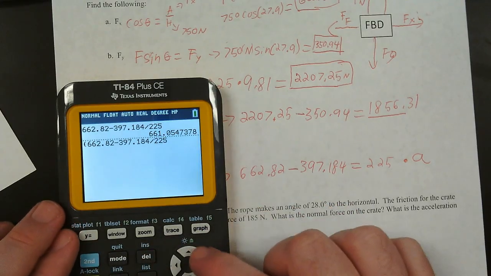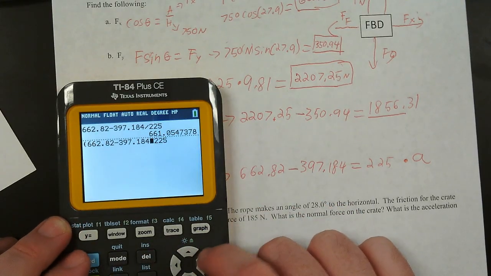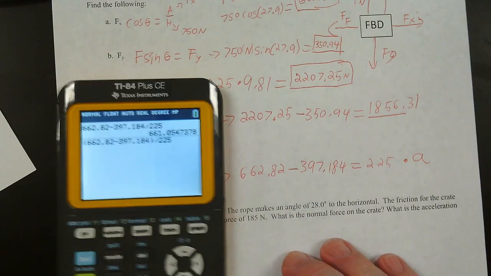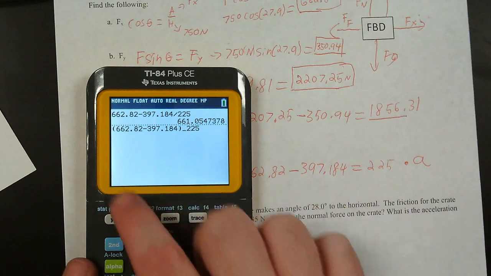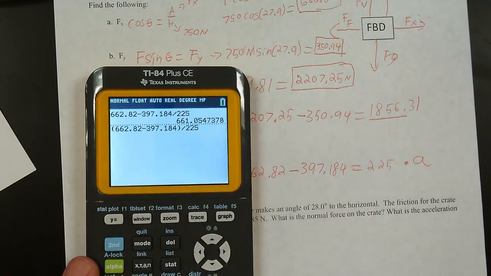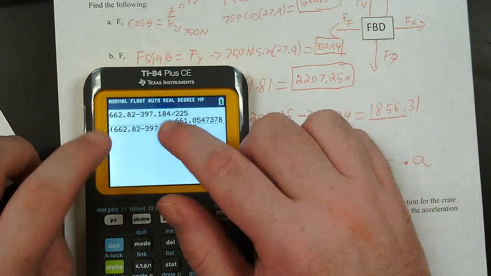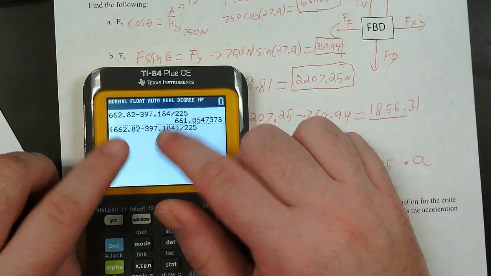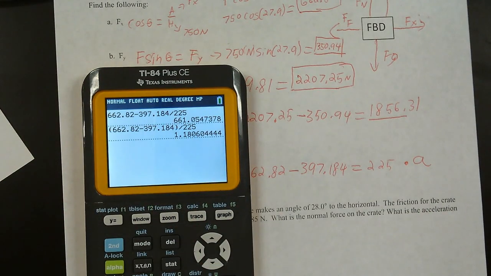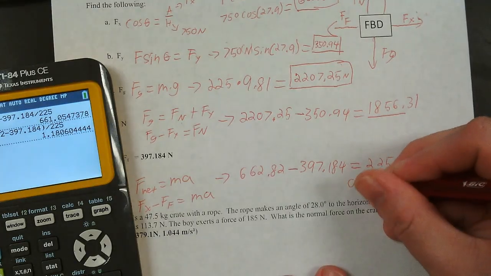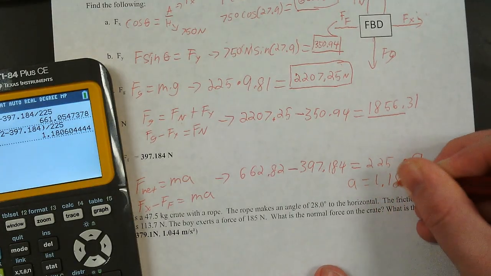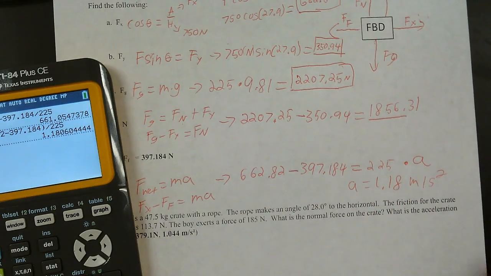So I'm going to put parentheses around the top half. Originally in my formula, I have these being subtracted from each other. That subtraction needs to be put in parentheses so the calculator knows, oh hey, these numbers go together. If I do that, I get a much more reasonable answer. About 1.18 meters per second squared. That's exactly what we were looking for. Acceleration equals 1.18 meters per second squared.